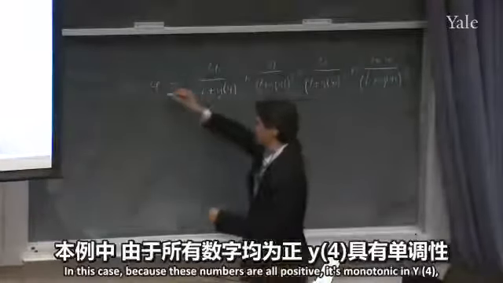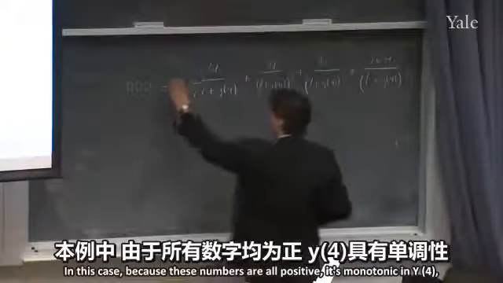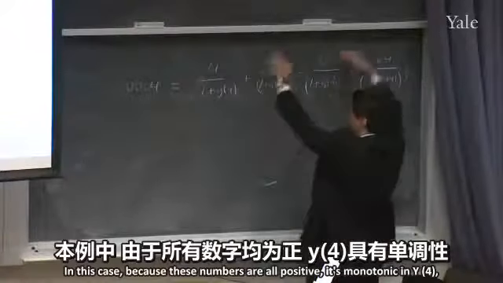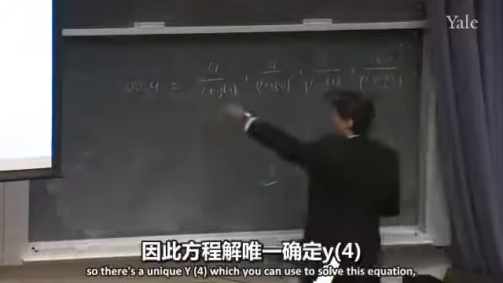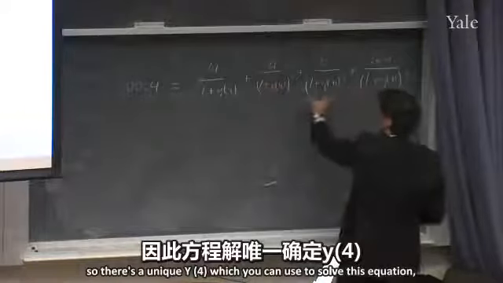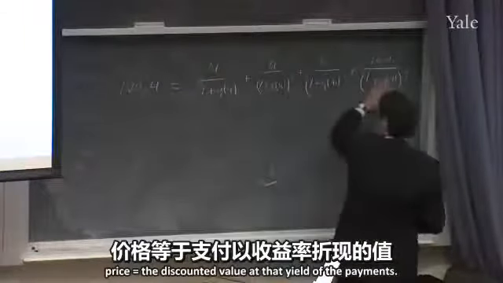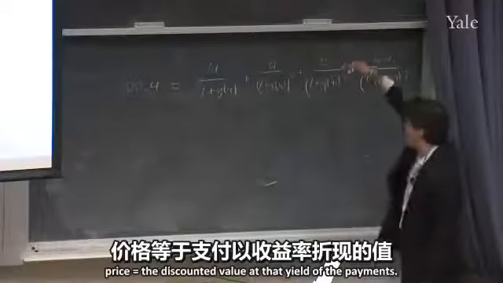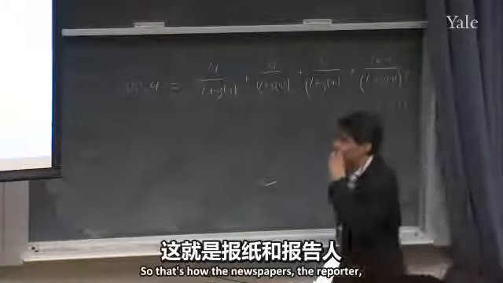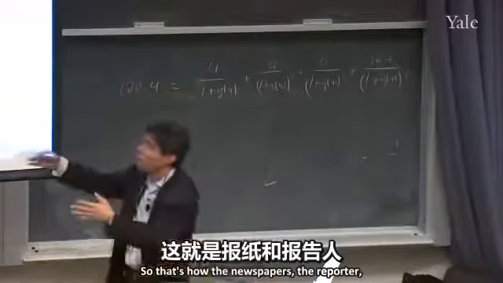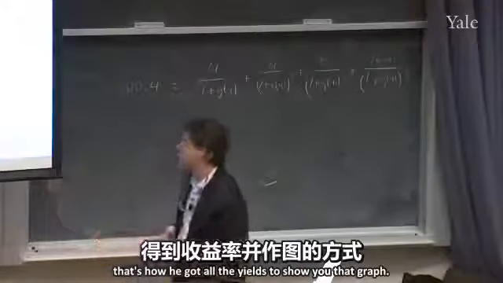Okay, and in this case, because these numbers are all positive, it's obviously monotonic in y of 4, so there's a unique y of 4 which you can use to solve this equation: price equals the discounted value, at that yield, of the payments. Okay, so that's how the reporter got all the yields to show you that graph.